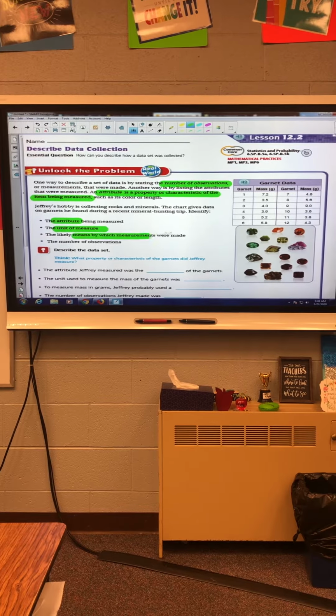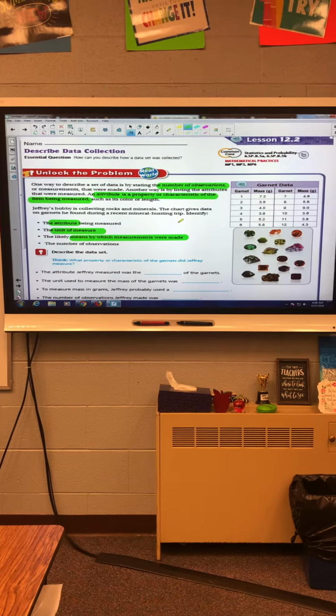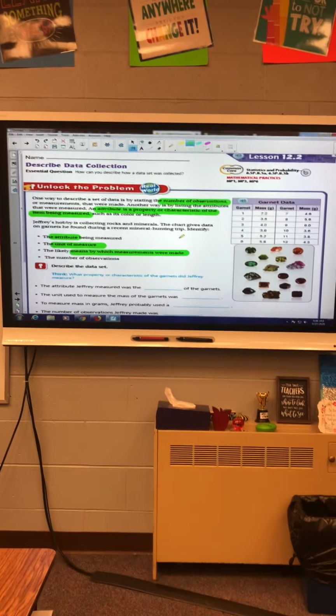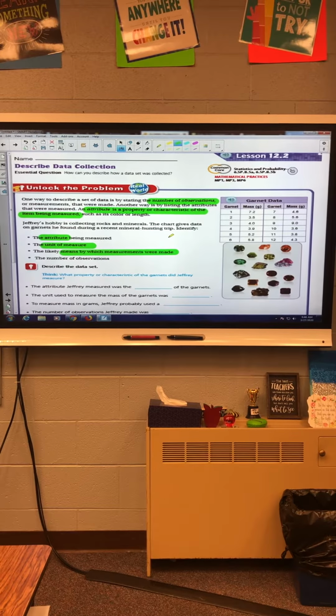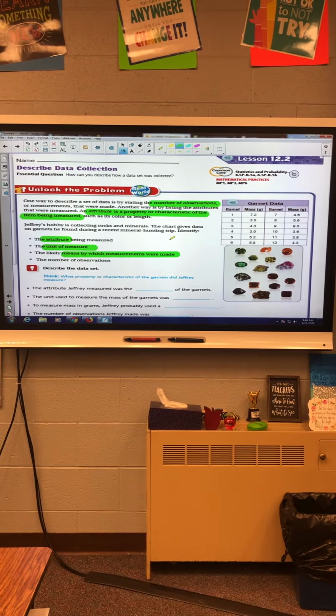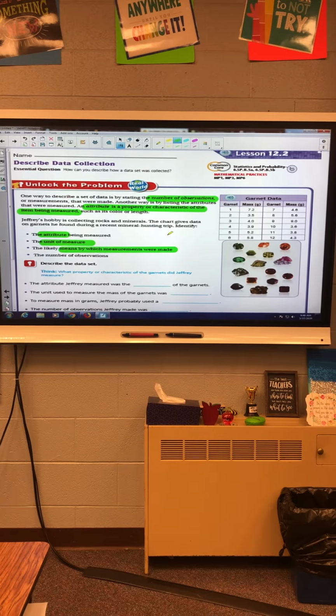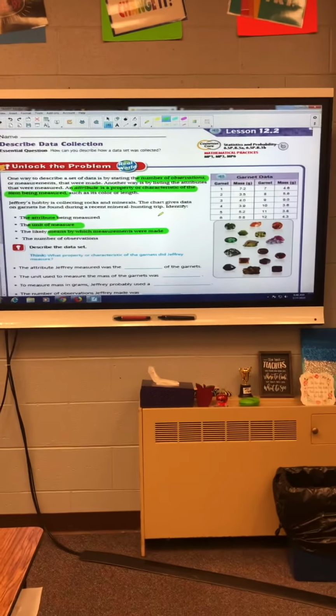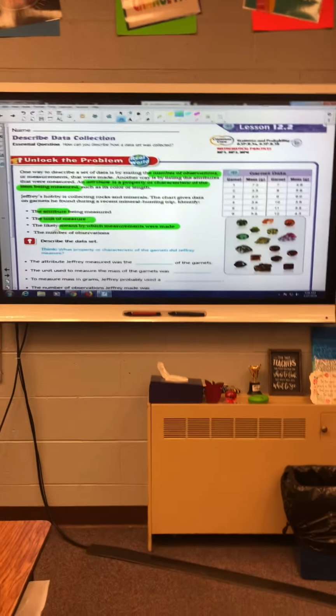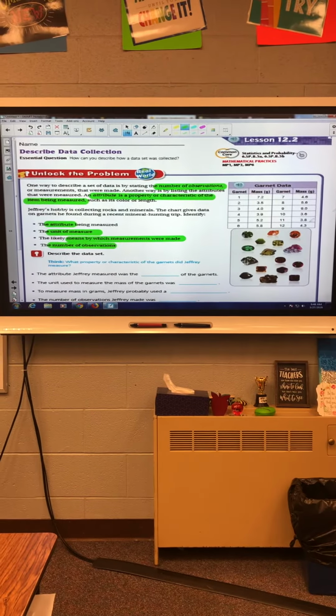Means by which the measurements were made. So in this case, if you're measuring weight, you would say, I used a scale. If you're measuring height, you might say, I used a measuring stick, okay? And how many times did you make this observation?